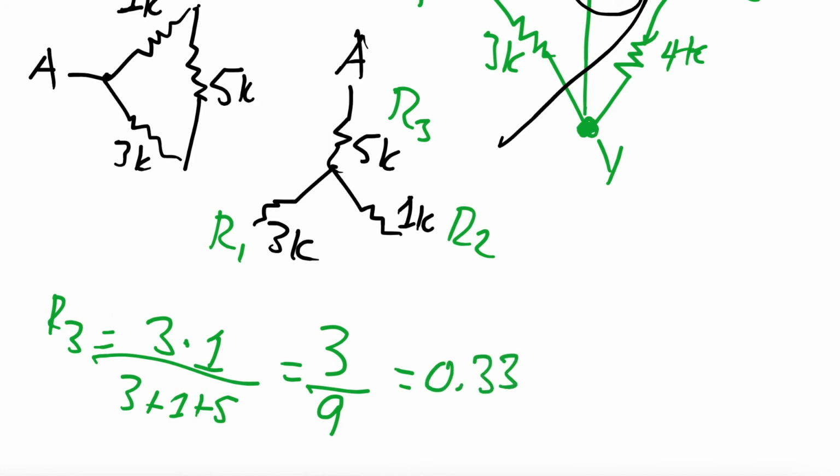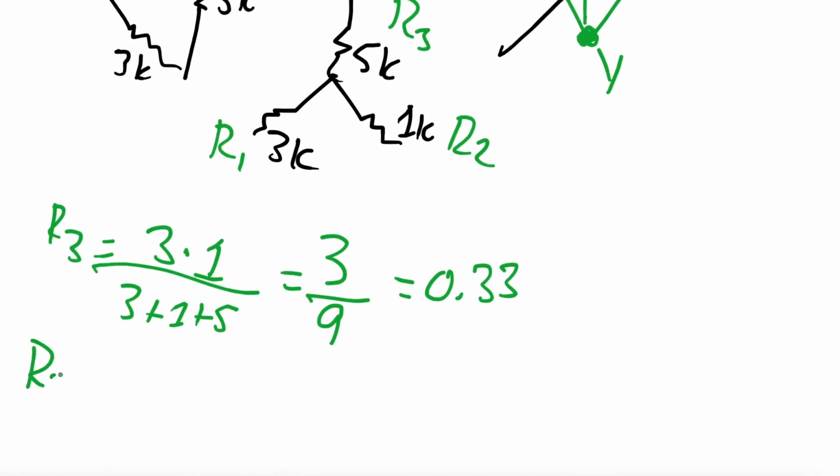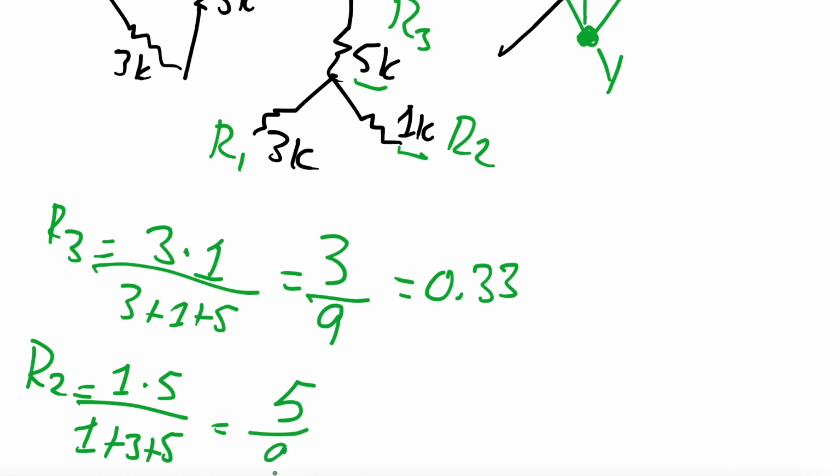Well, what about R2? What is R2 equal to? Well, we know that R2 is equal to 1 times 5, right? Because we're going to multiply these two numbers, 1 times 5, R2 times R3. So it's going to be 1 times 5 divided by 1 plus 3 plus 5, which is equal to 5 over 9. And what is that equal to? 0.45, right?